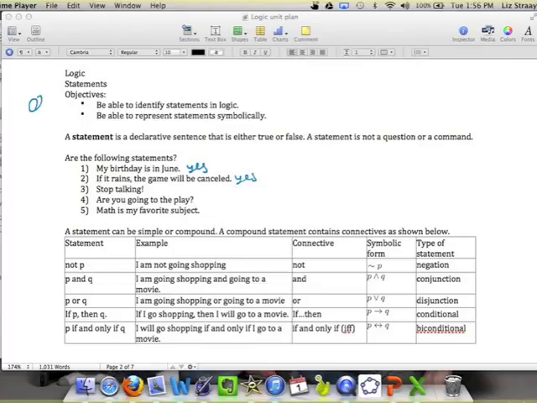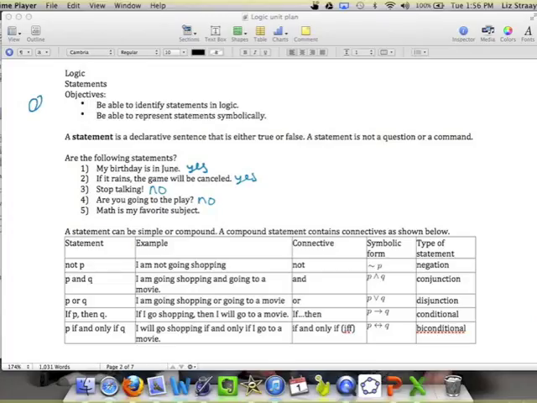Stop talking. No. That is not a statement. That is a command. So that is not something that's true or false. That's just something you're being told to do. Are you going to the play? No. Okay, so that is not a statement because it's not true or false. It's a question. It needs an answer.